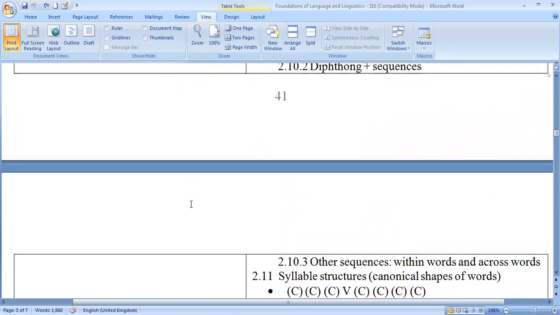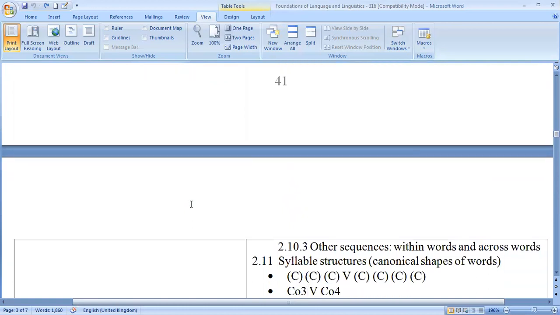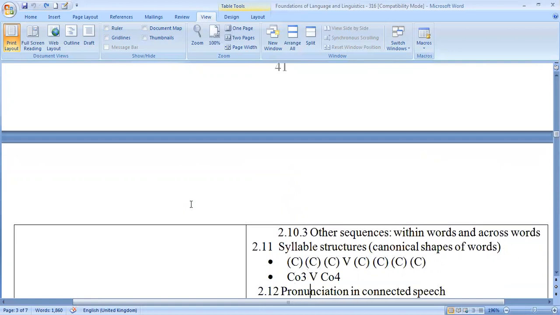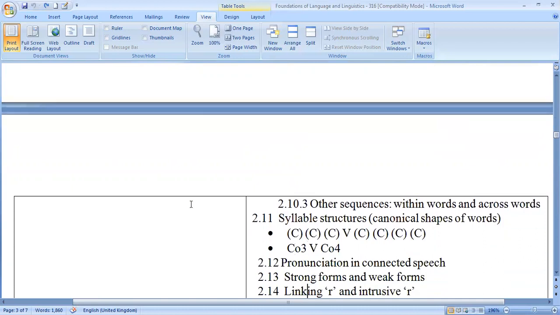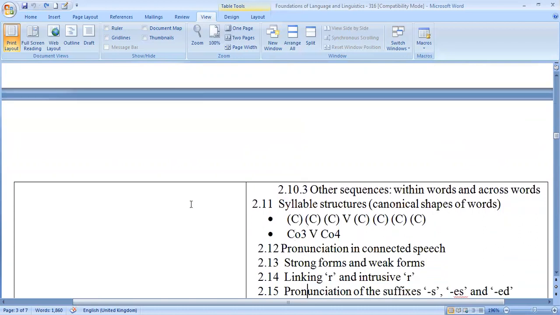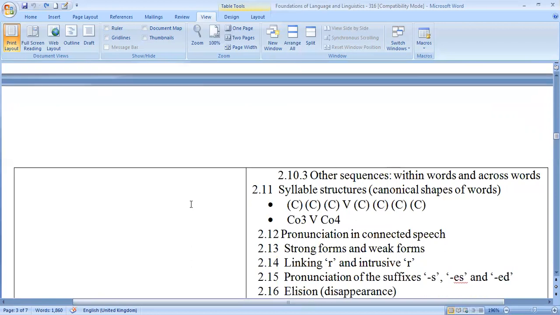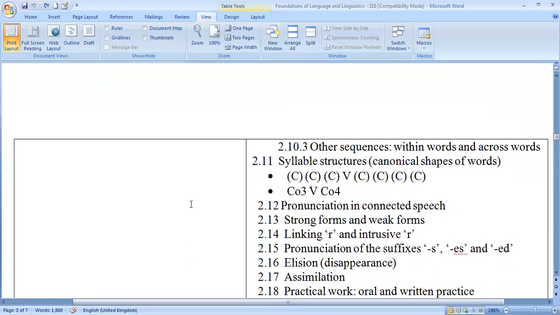And then syllable structure, that is canonical shapes of words, that is consonant, consonant, vowel, consonant, consonant, consonant, that is consonant, vowel and consonant, that is written there. And pronunciation in connected speech: strong forms and weak forms, linking R and intrusive R, the difference between linking R and intrusive R. And then pronunciation of the suffixes -s, -es, and -ed, elision, that is disappearance, and assimilation there.